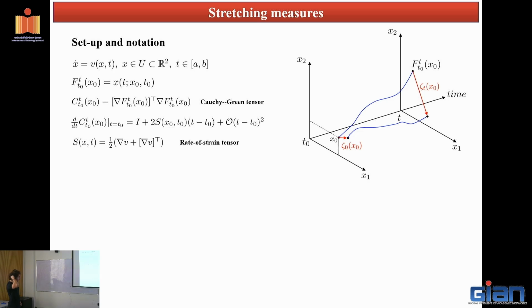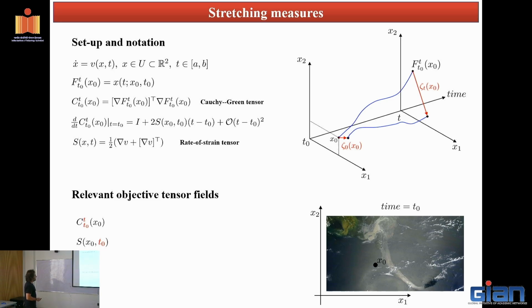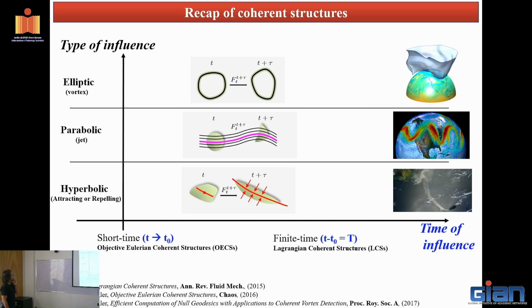This is how we defined the instantaneous attractors, and these two tensors basically have the right properties because they are frame invariant, or objective. That means basically that they really don't care what kind of reference system you pick to describe the motion or deformation.